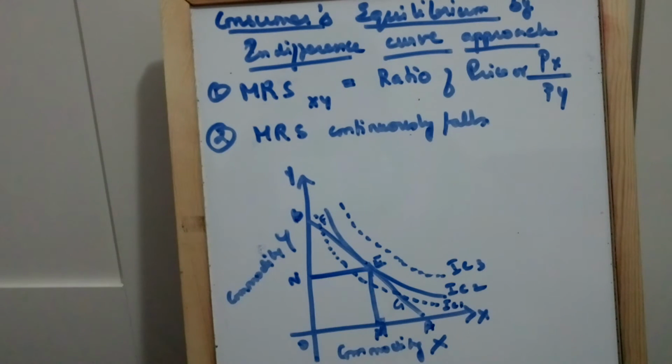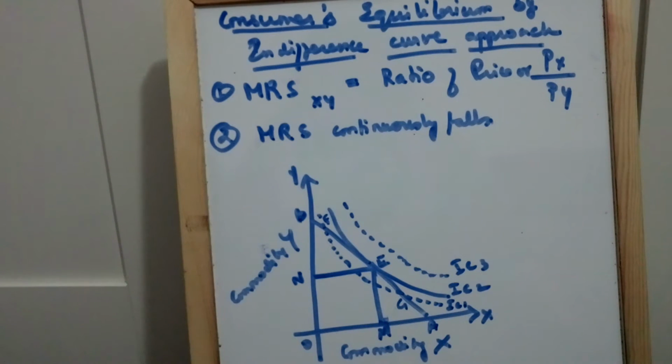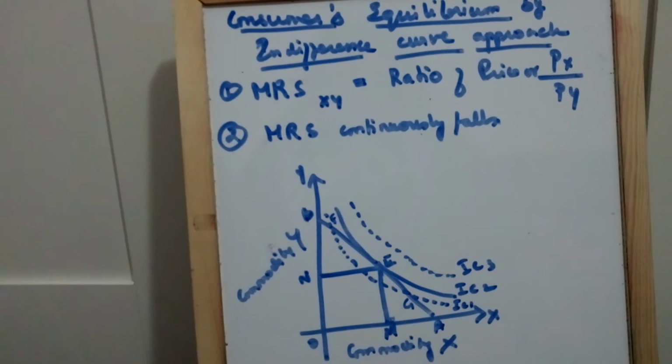Hello. Consumer's equilibrium by indifference curve analysis. We have already seen on an indifference map, different indifference curves are drawn according to the data given, based on the combinations of goods from which the consumer gets the maximum level of satisfaction. So you find different indifference curves.